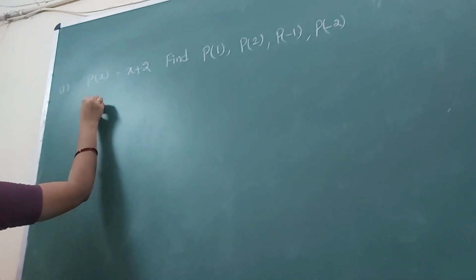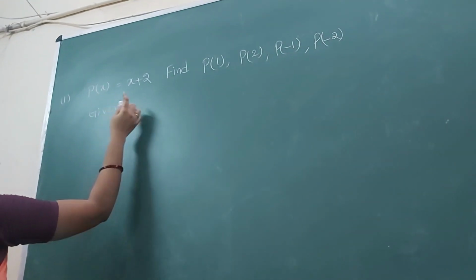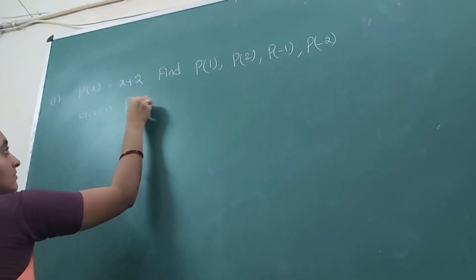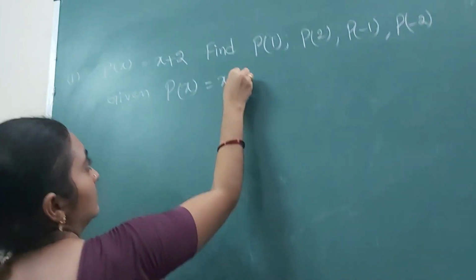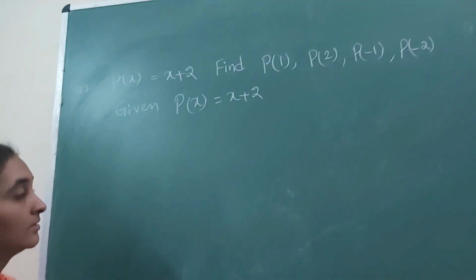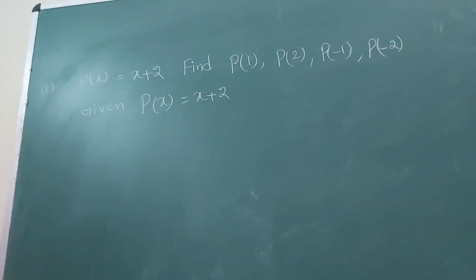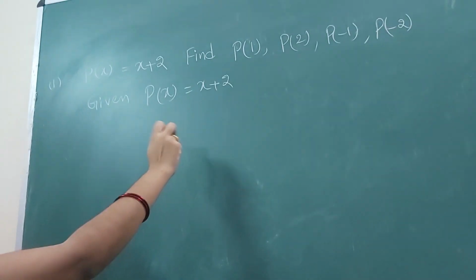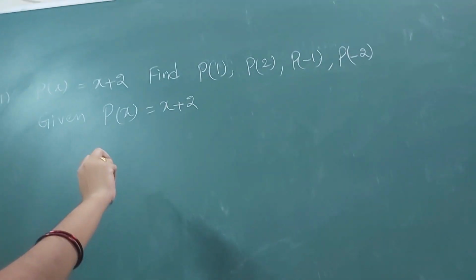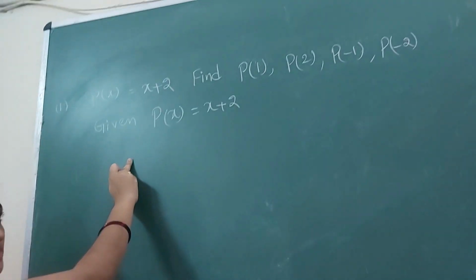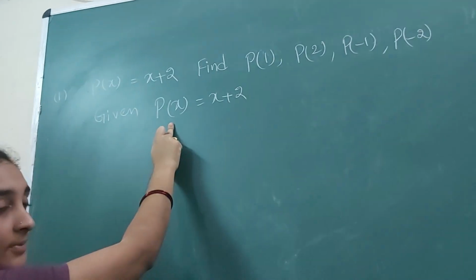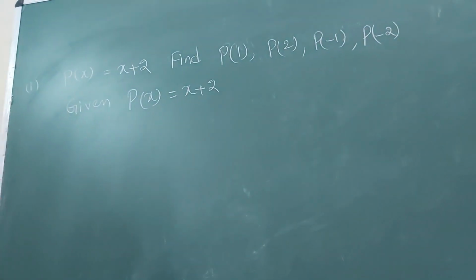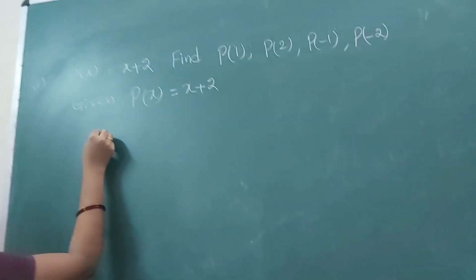Given p of x is equal to x plus 2. Look at the problem. P of x is x plus 2. Find p of 1, p of 2, p of minus 1 and p of minus 2. So first we take the given polynomial p of x is equal to x plus 2. Then we find p of 1.